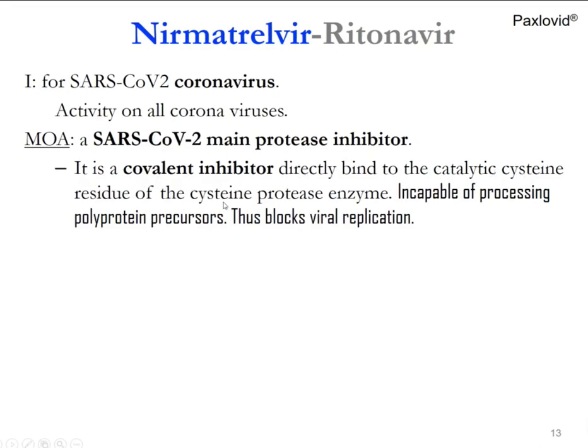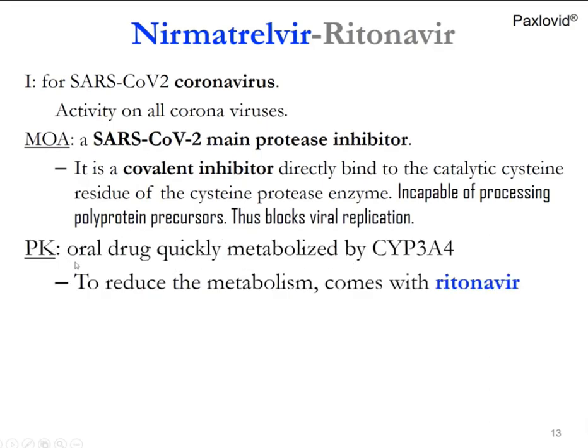Covalent inhibitors directly bind to the catalytic cysteine residue of the cysteine protease. The protease is incapacitated, so the virus cannot process all the polyprotein precursors, and the new virus will not be actively formed. This blocks viral replication. Very good.